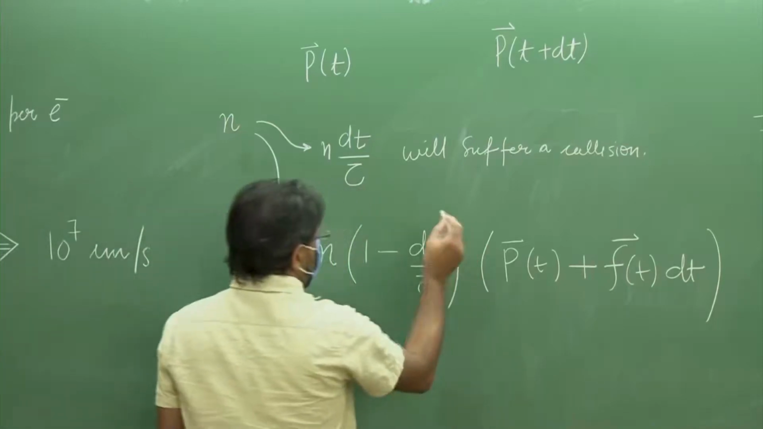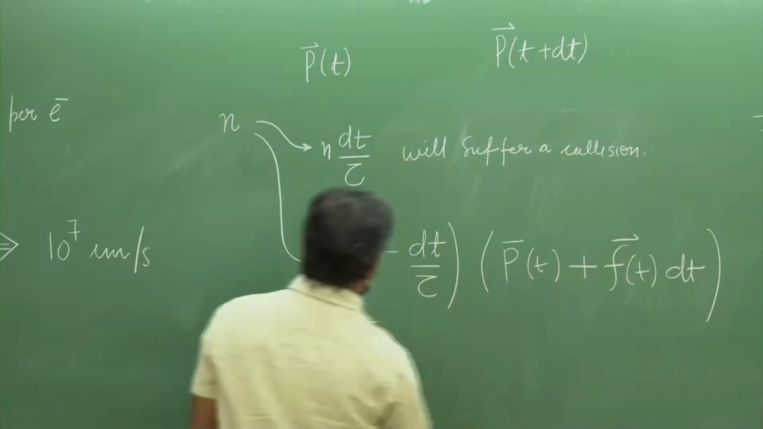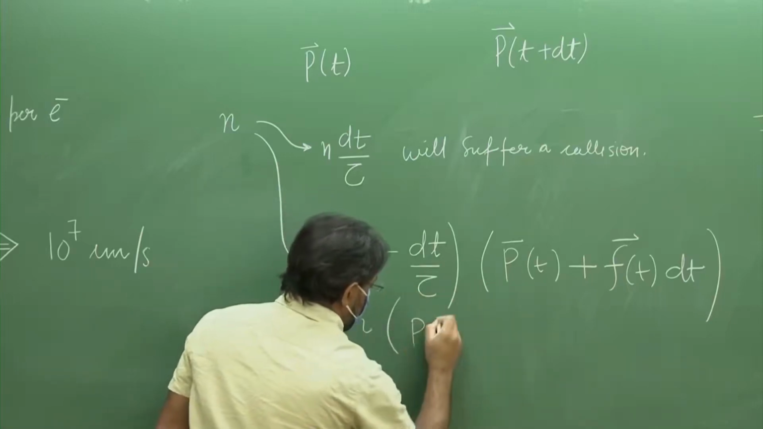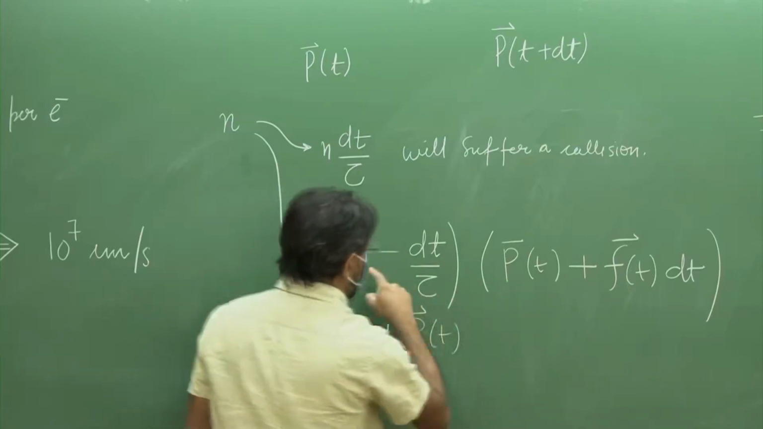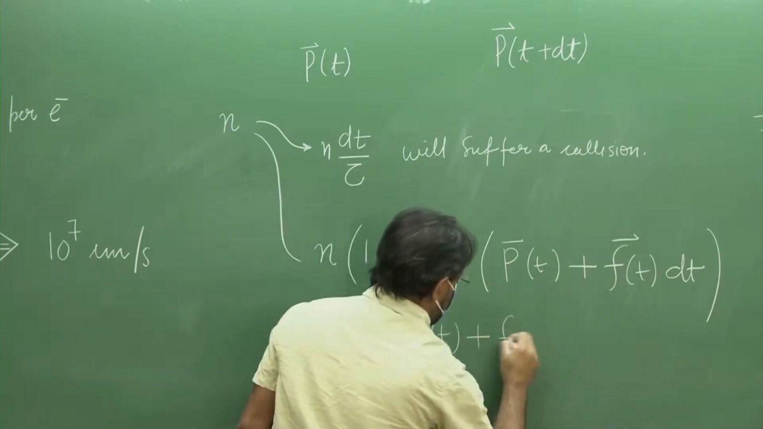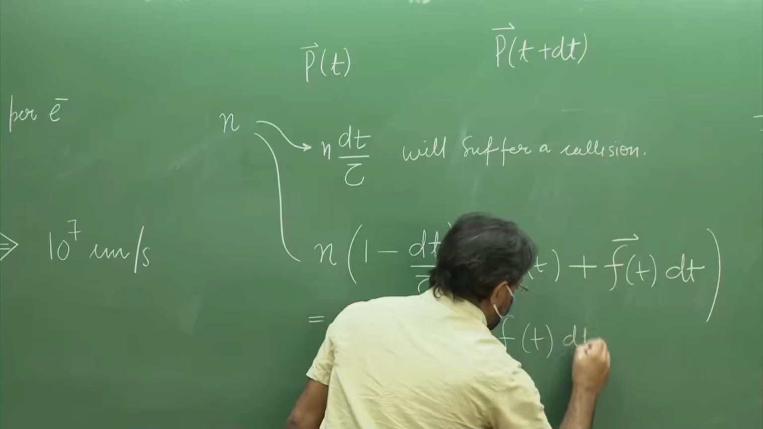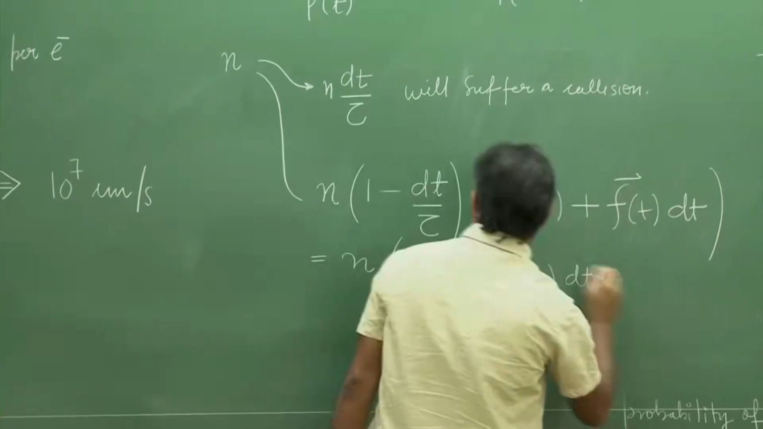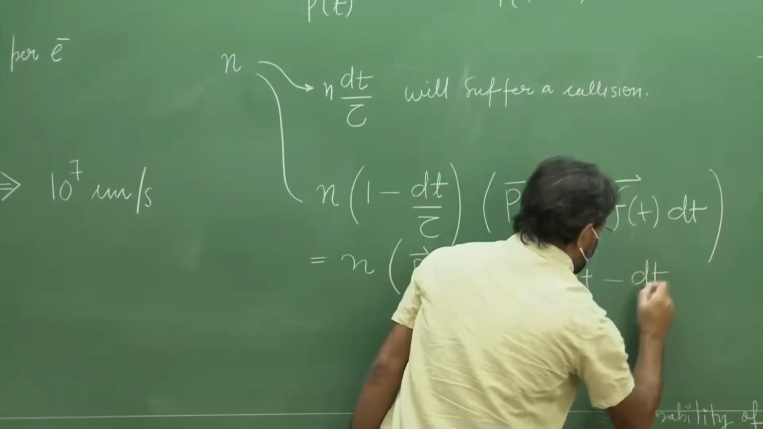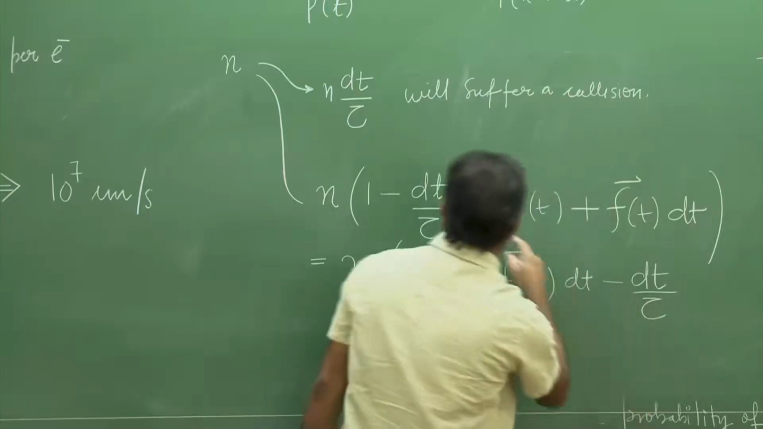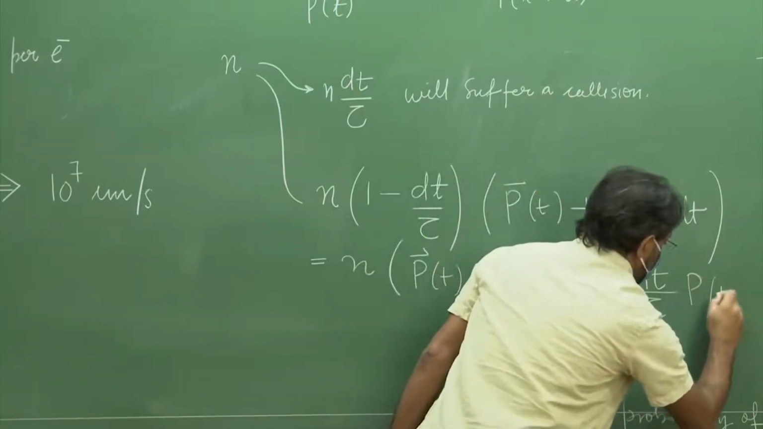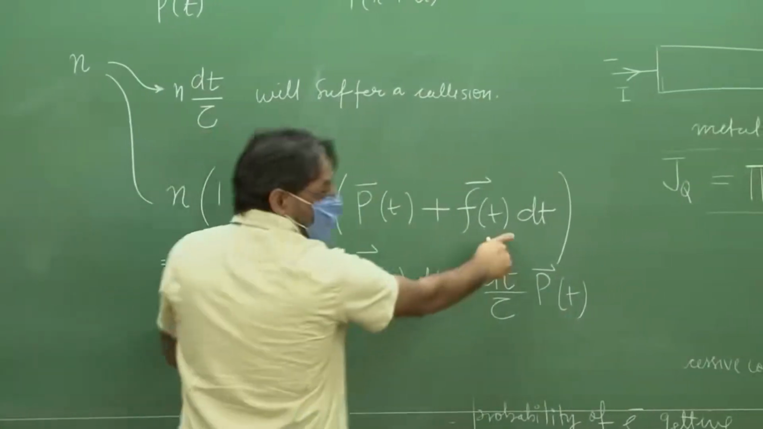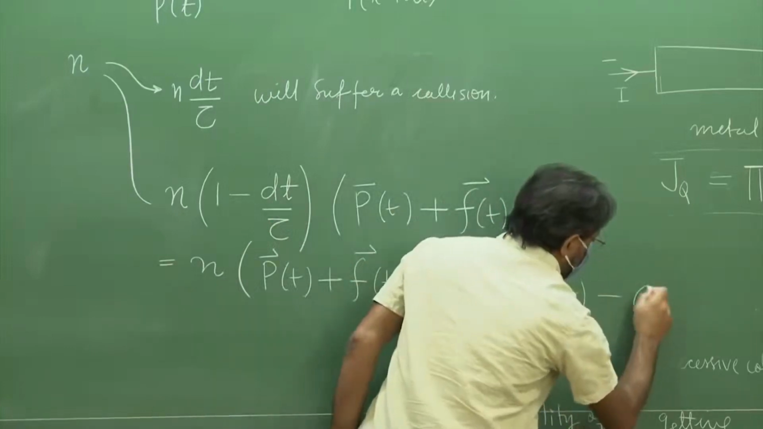So you can simplify this. You will get n times P(t) plus F(t) dt, and then what else you will get? You will get a term here, minus dt by tau times P(t), and then you will also get one more term which will come from multiplying this, and this term will be of the order of dt squared.